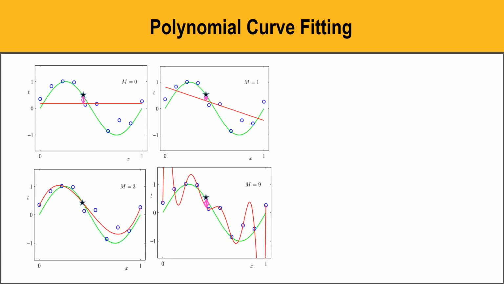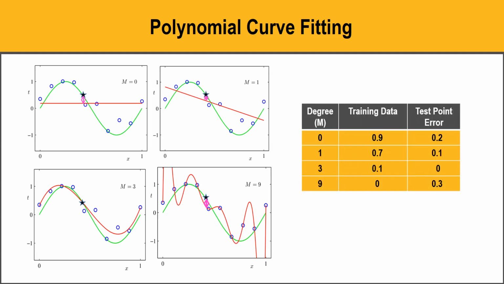Now I am going to take an unknown point, that is, a point I have to predict. Let me take an unknown point in this sine model, given by a black star here. The test point error, if you see with the red line, is 0.2 in the first case when m is equal to 0. When m is equal to 1, it is almost 0.1 from the red line. When m is equal to 3, you can see it is a perfect fit, 0. But when m is equal to 9, you can see the error is increasing, it is 0.3.